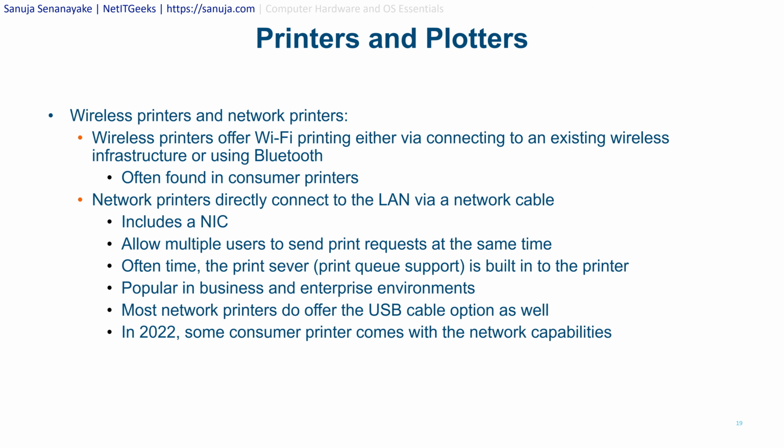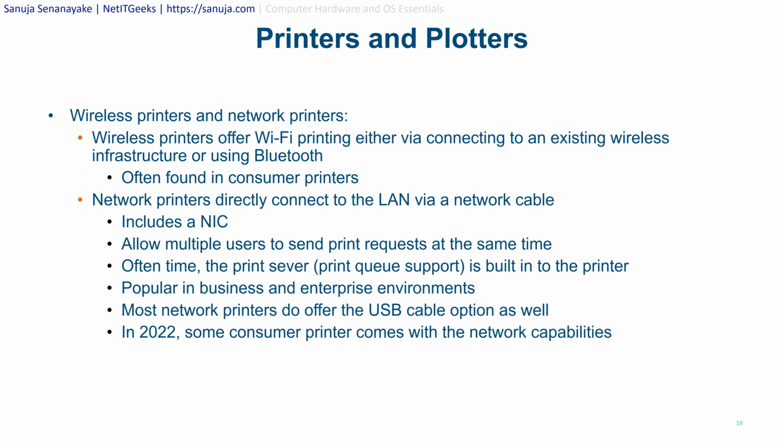Wireless printers and network printers. Wireless printers offer Wi-Fi printing, either by connecting to an existing wireless infrastructure. What that means is basically you can connect your printer to your Wi-Fi network, or use Bluetooth, which would be like printing directly from your cell phone to the printer. In addition to an existing wireless infrastructure, such as your wireless home Wi-Fi network, you can also sometimes direct Wi-Fi print from your cell phone or mobile device, or a laptop, directly to the printer without even going through the infrastructure.